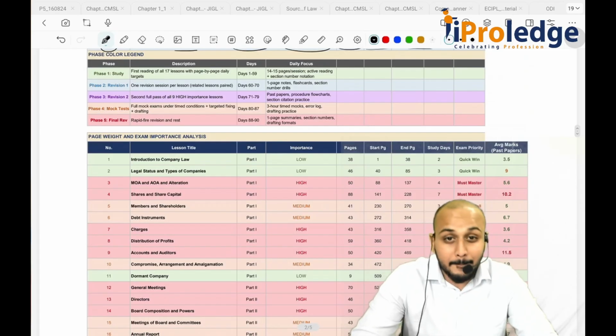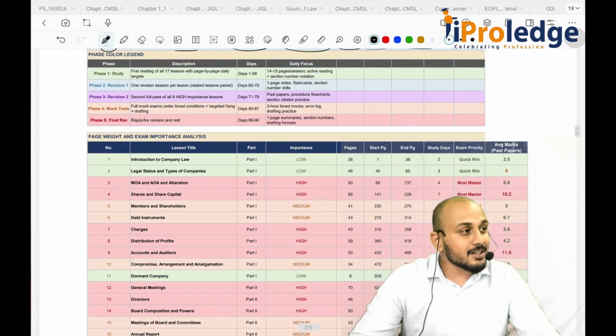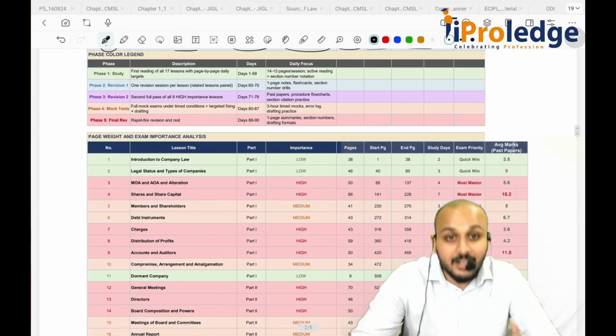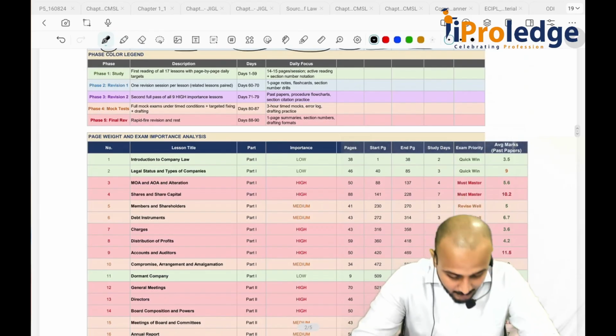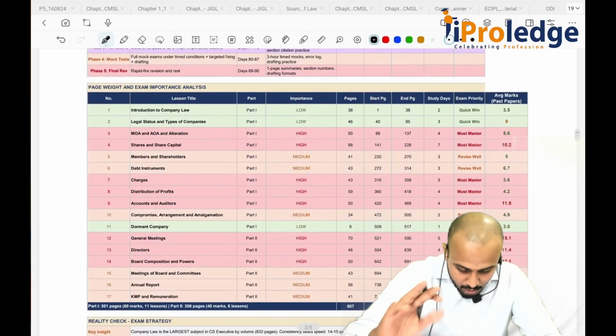That would be the happiest thing that me as a faculty would ever hear. Scoring exemption in company law is a privilege and a hallmark that you're going to carry for the rest of your life. Trust me on this. Okay, now first let's go chapter wise.